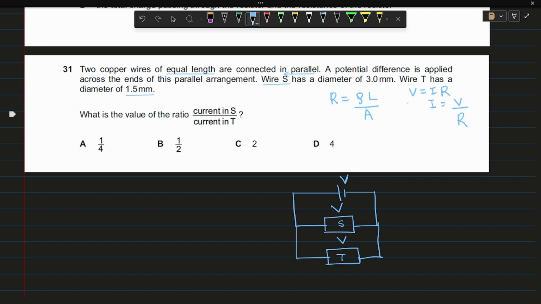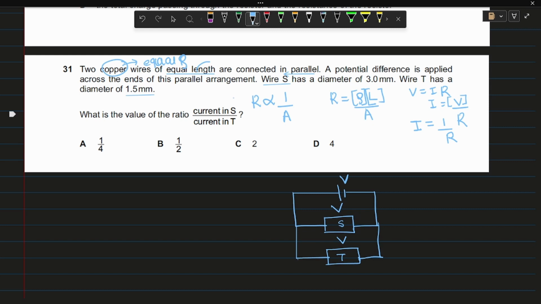Now, when solving ratio questions, we can remove the constants. So let's remove this V from here. And since both are copper wires, they have equal resistivity, that means equal rho, so we can also eliminate rho. Similarly, equal length, we can also eliminate L. Now we are left with R is inversely proportional to 1 by A, R is inversely proportional to area, and I is inversely proportional to resistance.